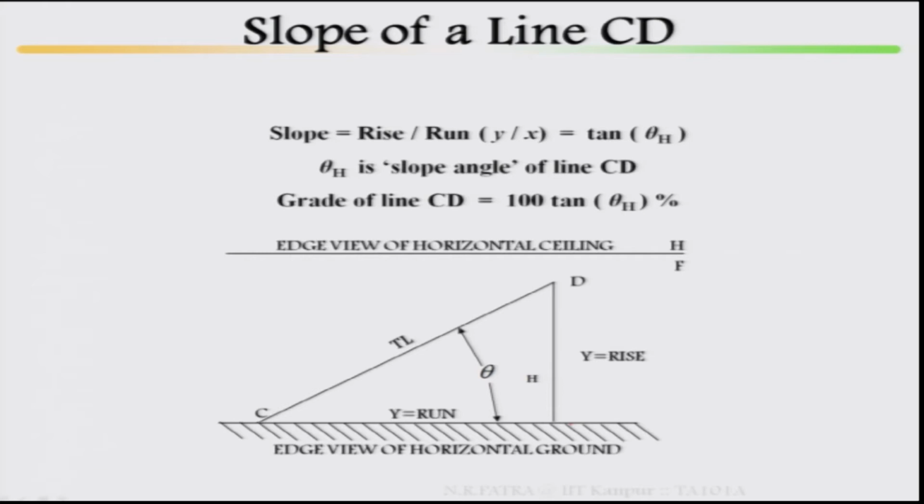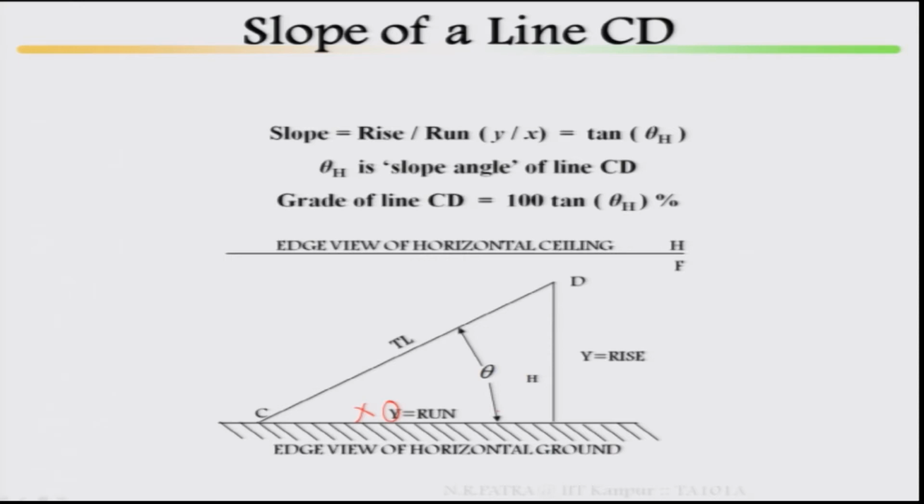If I define its slope, slope is rise by run. Rise is y, run is x. So, slope will be rise by run, that will be y by x. That is termed as tan theta h, the slope angle of line CD.